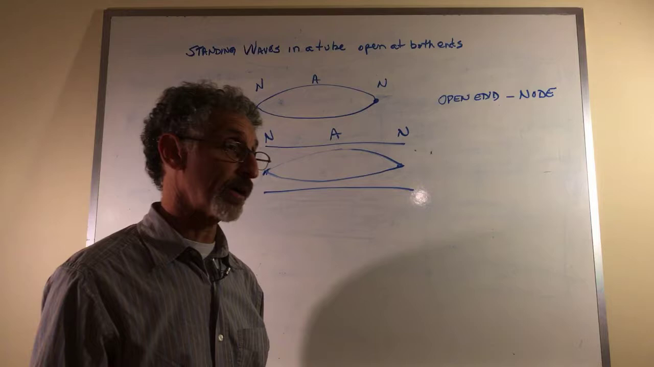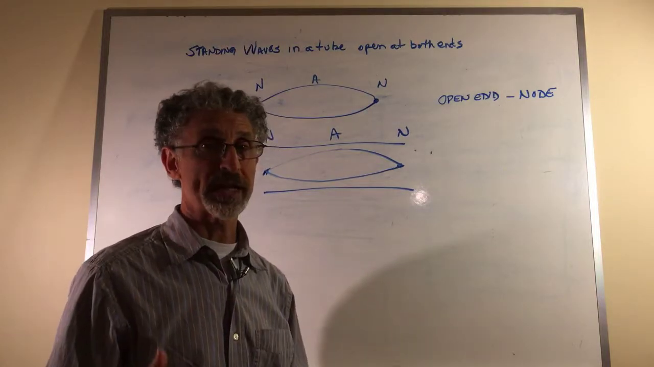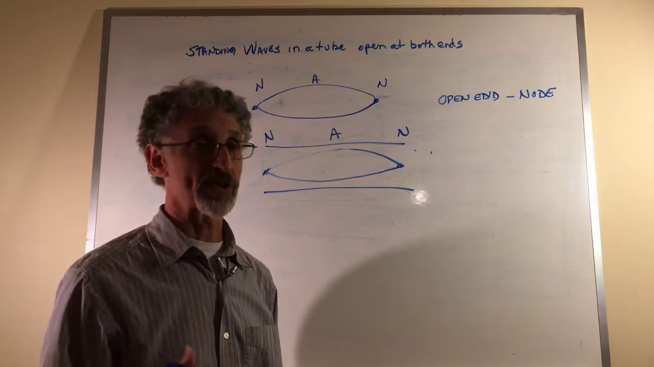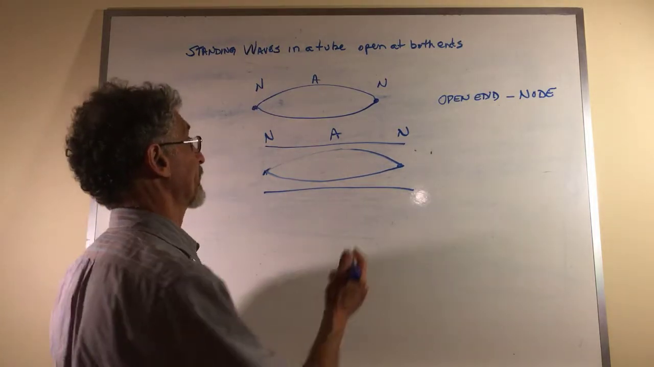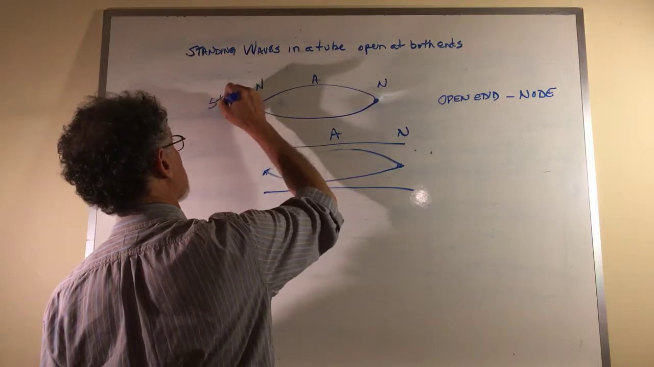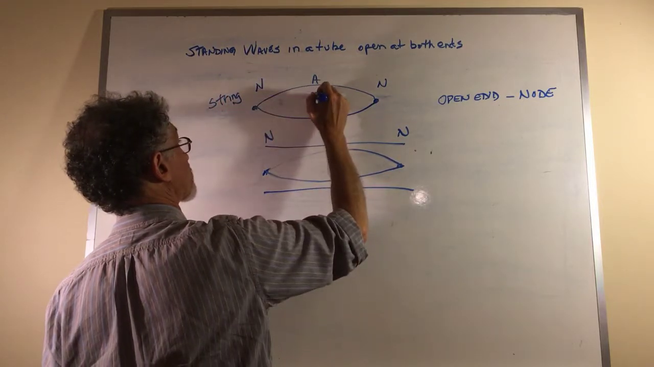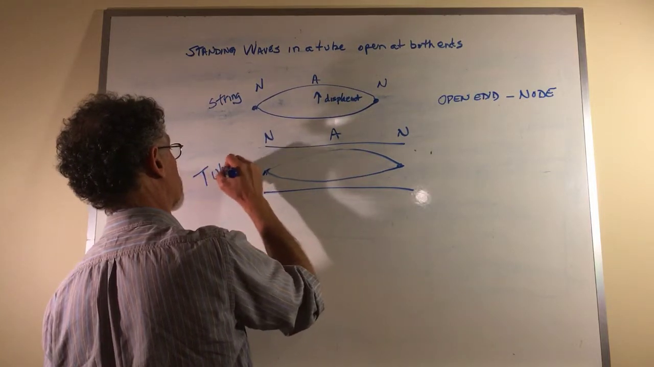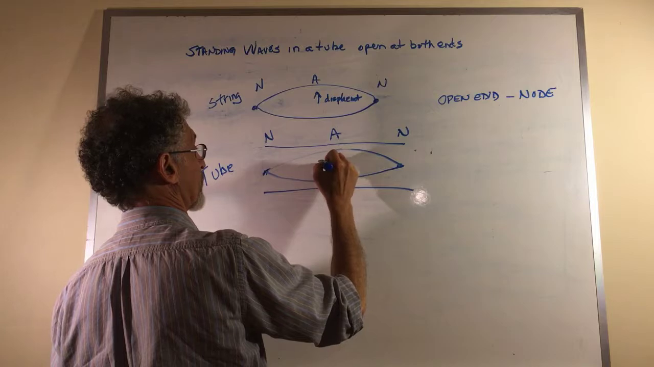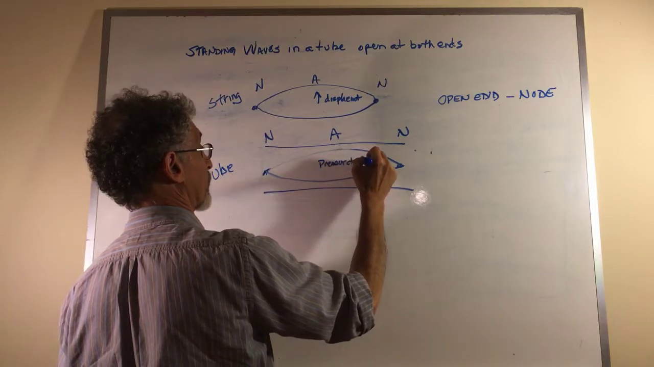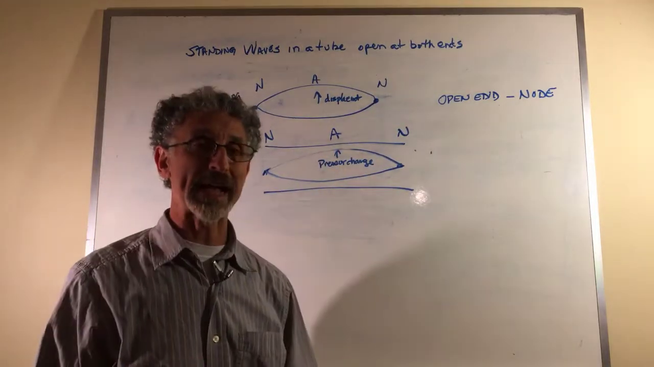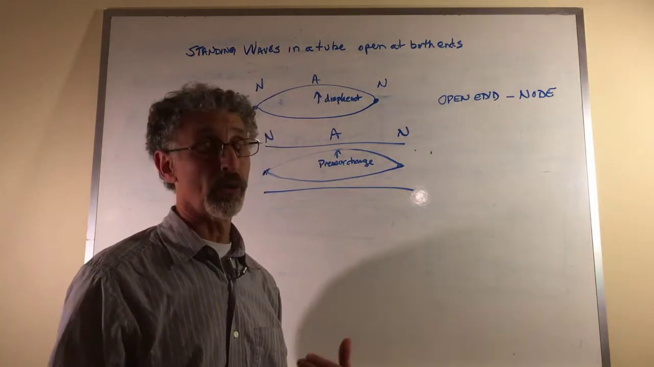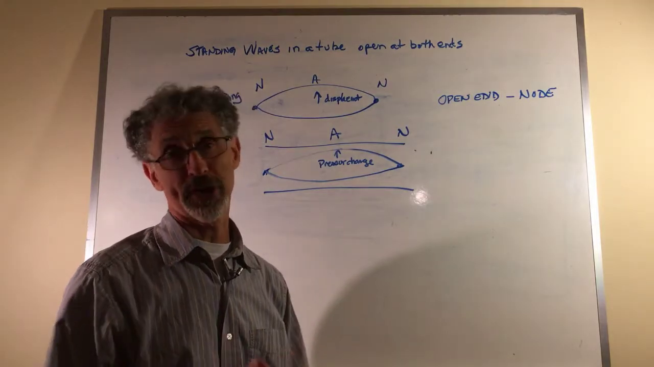And so as it turns out, the standing waves in a tube open at both ends look exactly like a string, except what we're looking at here for a string is displacement. What we're looking at for a tube is pressure change. So at an antinode, we have a maximum change in pressure, and for a node, we have no change in pressure.